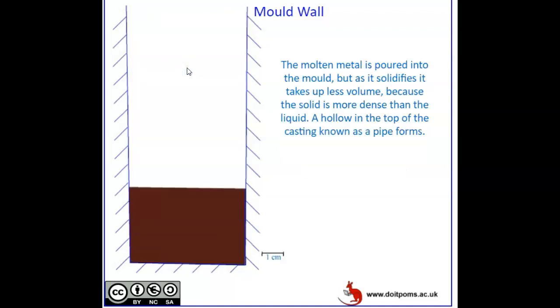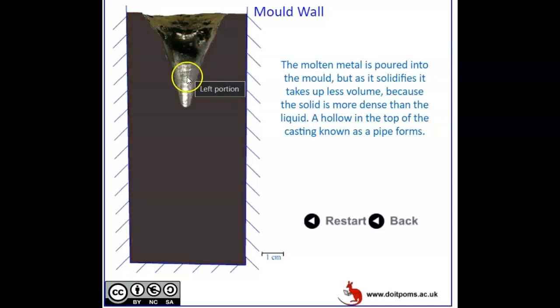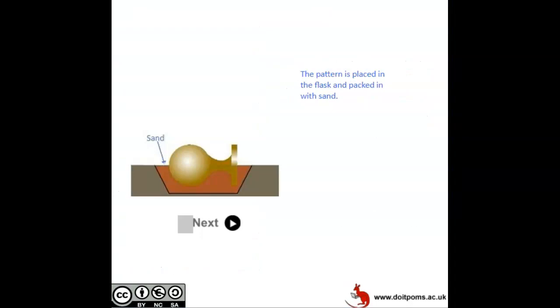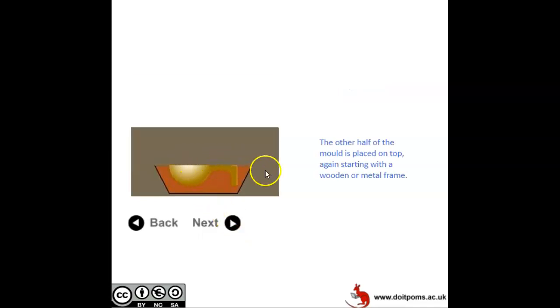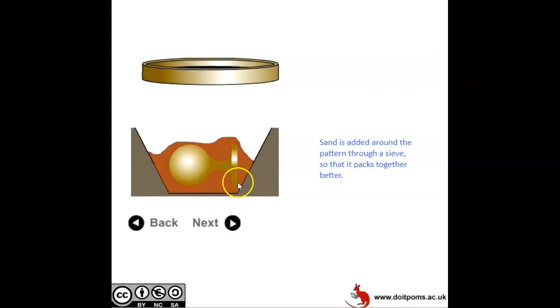Okay. Now, the molten metal which is poured, let's say, is from this direction. Now, the process of sand casting. Initially, we place the pattern in a flask and pack it up with sand. The next step is we put the other half of the mold on the top, again starting with a wooden or metal frame. Then we put some sand, and we make sure the sand is properly compacted.